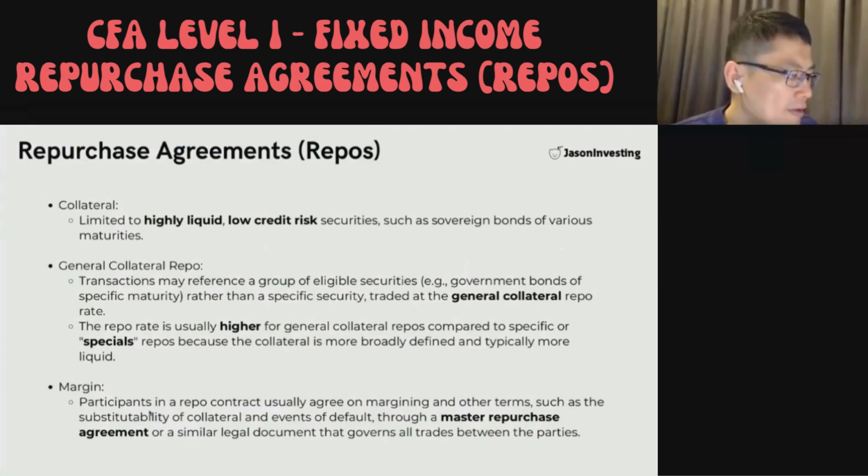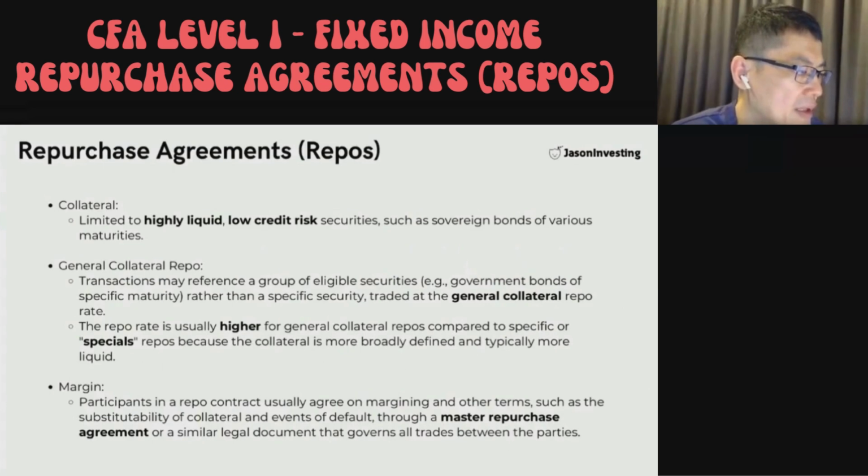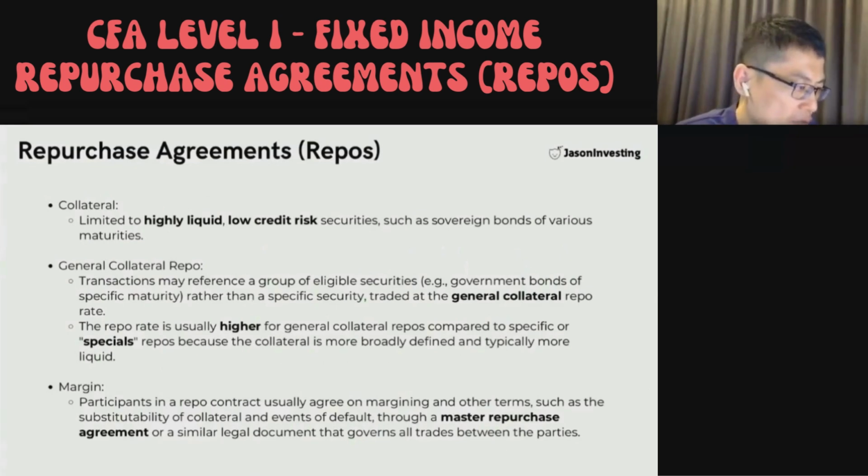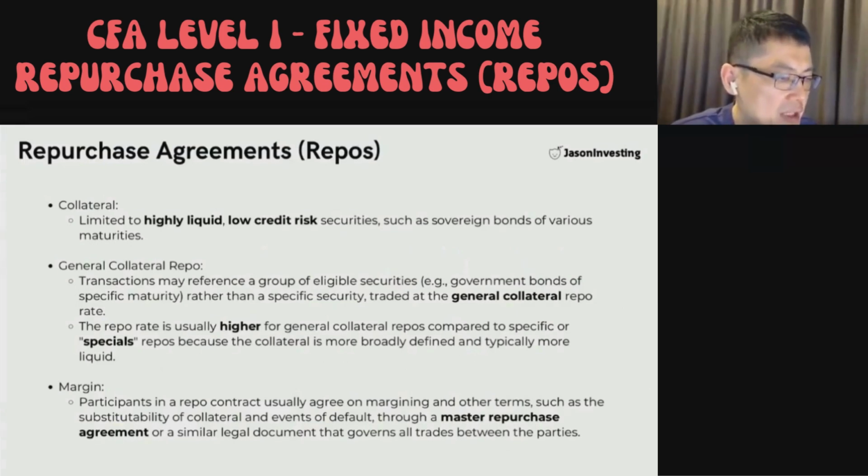As for margin, participants in a repo contract usually agree on margining and other terms such as suitability of collateral and events of default. In terms of margining, there needs to be a haircut on the value of the security. The collateral could also be substituted by another collateral during the term. All these will be drafted in the master repurchase agreement.